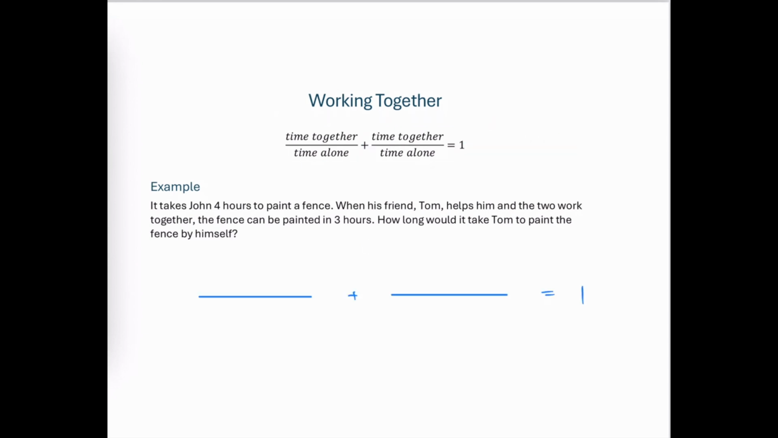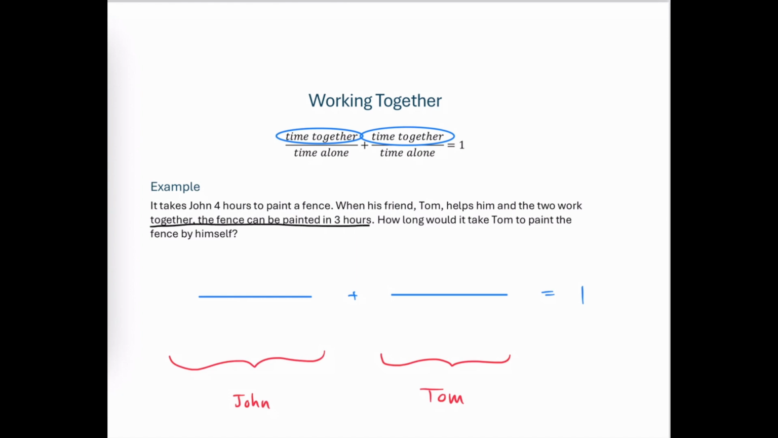So let's begin by writing two fractions, one representing the portion of the job that John does, and the other representing the portion of the job that Tom does. Both fractions' numerators are going to contain the same quantity. How much time would it take if they worked together? From the problem, it says that the fence can be painted in 3 hours if they work together. So we'll put a 3 in the time together position in both of these fractions.